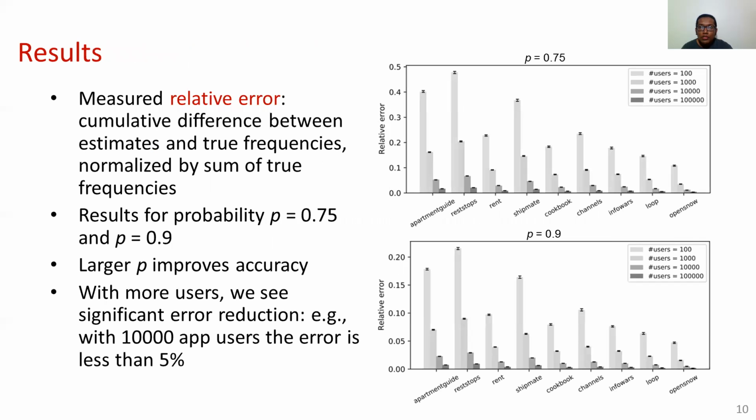We measured the accuracy of this scheme using relative error, which is defined as the cumulative difference between the true and estimated event frequencies normalized by the sum of true frequencies. The charts show the results obtained with probabilities 0.75 and 0.9. It is evident that larger values of p improve the accuracy of the estimate. Another observation is a significant reduction in error with more users. Most apps have at least 10,000 users, and we observed that with 10,000 users, the error is less than 5% for every app.